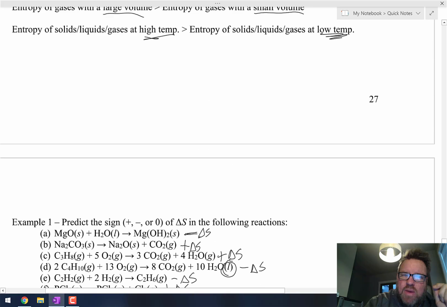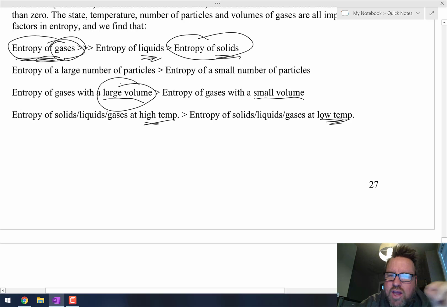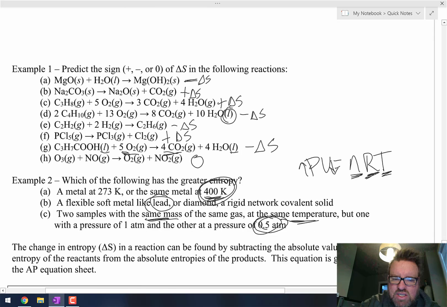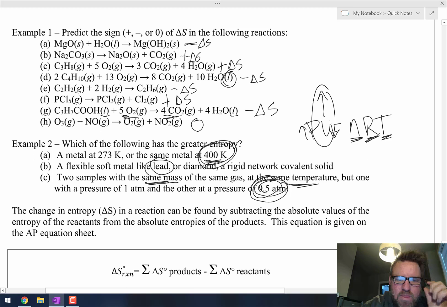And remember, that was one of our things up here. Gases with a large volume have more entropy than gases with a small volume. So the one at the lower pressure is therefore going to have the greater volume, and the greater volume is going to have more entropy.